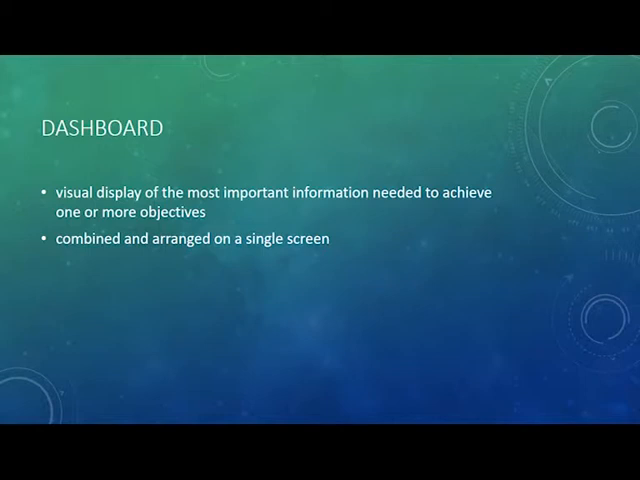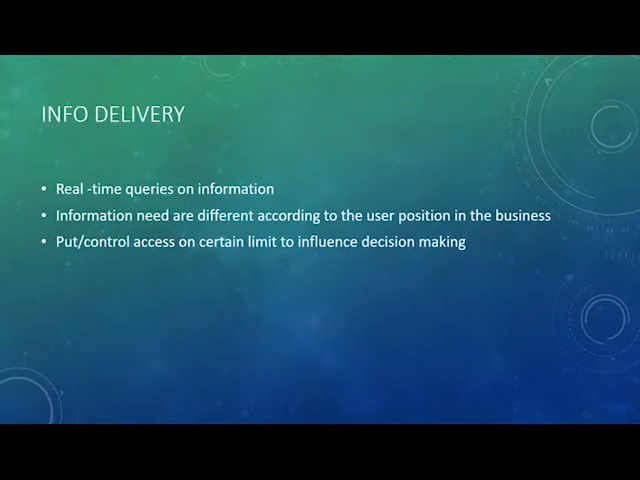A dashboard is a visual display of the most important information needed to achieve one or more objectives, combined and arranged on a single screen so the information can be monitored at a glance. Info delivery is real-time queries on information. Information needs are different according to the user's position in the business. Info delivery can put and control access on certain limits to influence decision making.